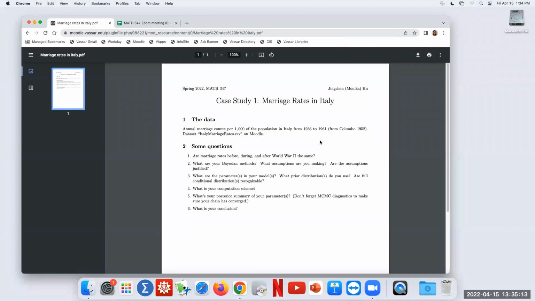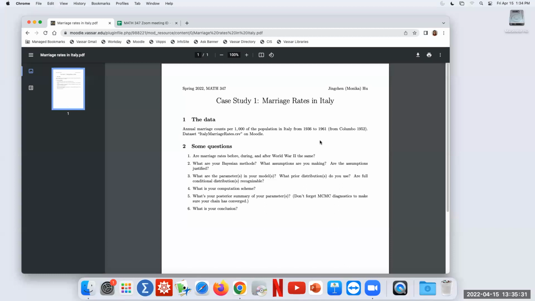And of course, we have covered multiple modeling techniques in class, for example, hierarchical modeling, simple linear regression, and multiple linear regression. Those are the tools that you could use when you're working on both case studies. So let me talk about the first one first. It's called the marriage rate in Italy.